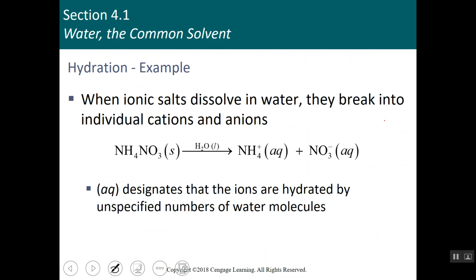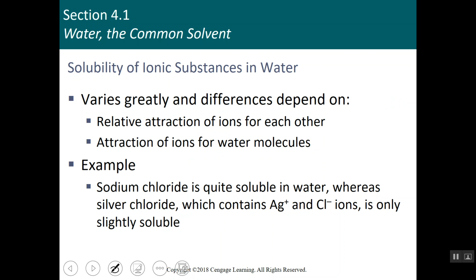So when ionic salts dissolve in water, they completely break into their individual cations and anions. In this example, we have ammonium nitrate, and it's a solid. When I put it in water, so notice on top of the reaction arrow, there is liquid water, we form aqueous ammonium ions and aqueous nitrate ions, because those ions don't just exist floating out there all by themselves. They're not stable that way, but they are stable being dissolved in water.